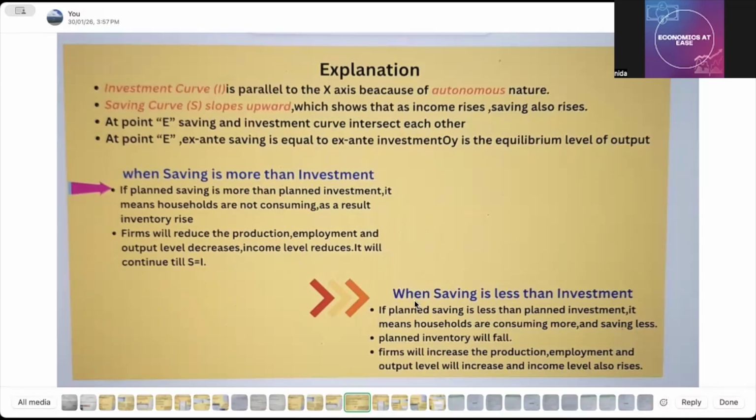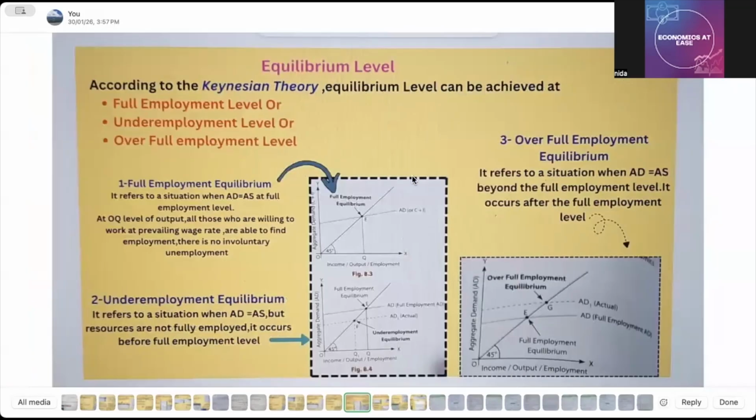Then if saving is less than investment, what happens? It means the planned saving is less than investment. It means households are consuming more, which means they are saving less. Planned inventory will fall. Then the firms have to increase production in order to meet demand, employment will increase, and eventually output increases, and with that national income also rises. It will continue till S equals I, that is, saving is equal to investment.